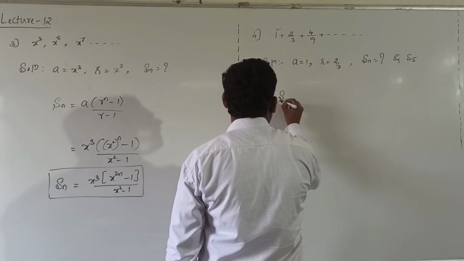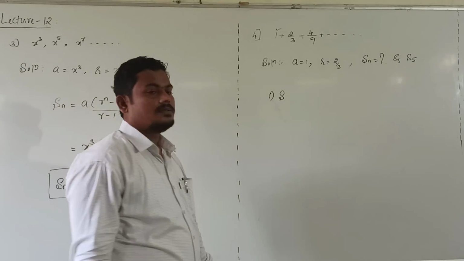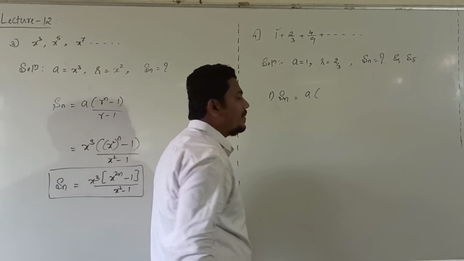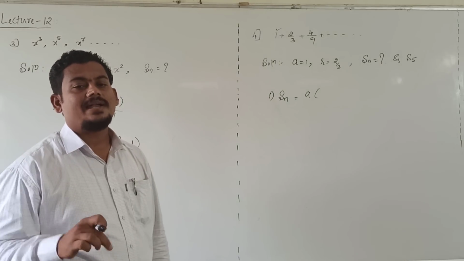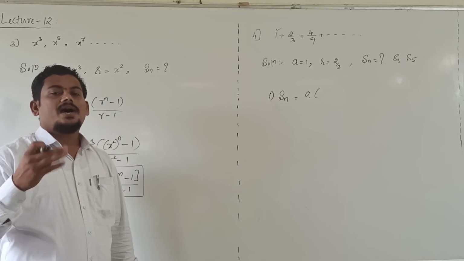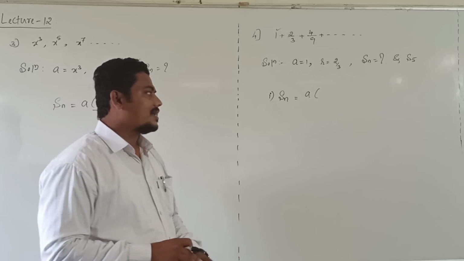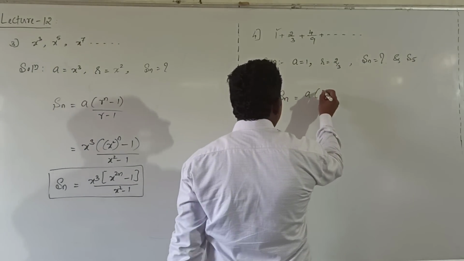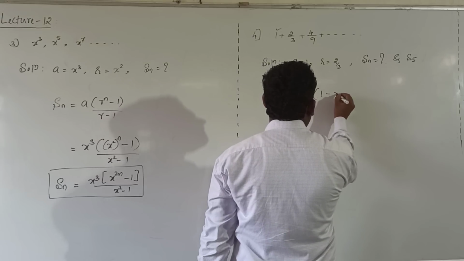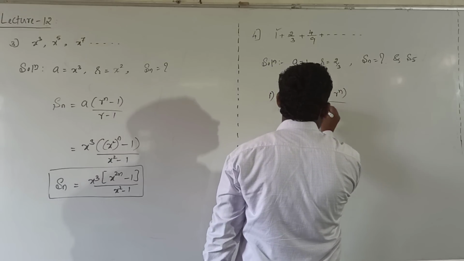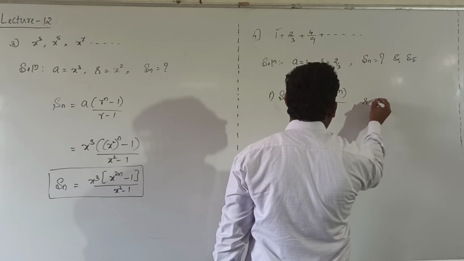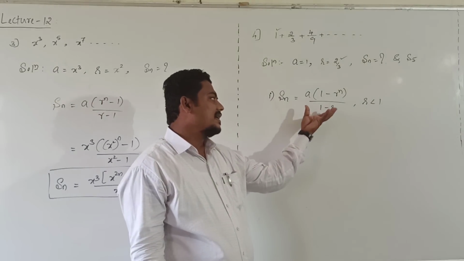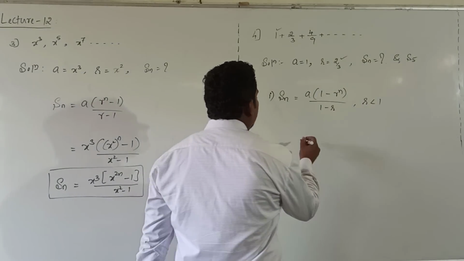Now, first write Sn. What is the formula? A into r power n minus 1 divided by r minus 1, or 1 minus r power n divided by 1 minus r. In this case, r value is less than 1. So the formula is 1 minus r power n divided by 1 minus r, because r is less than 1.